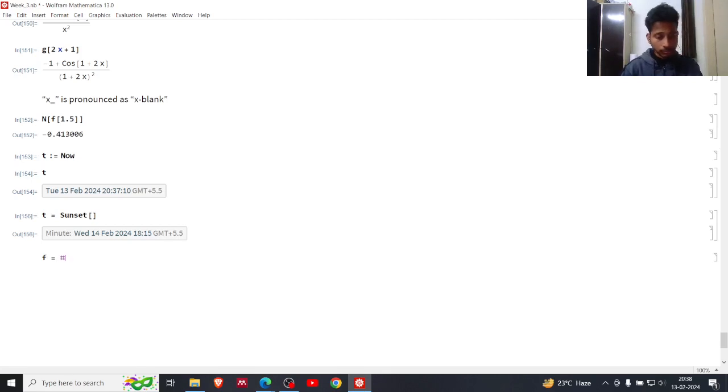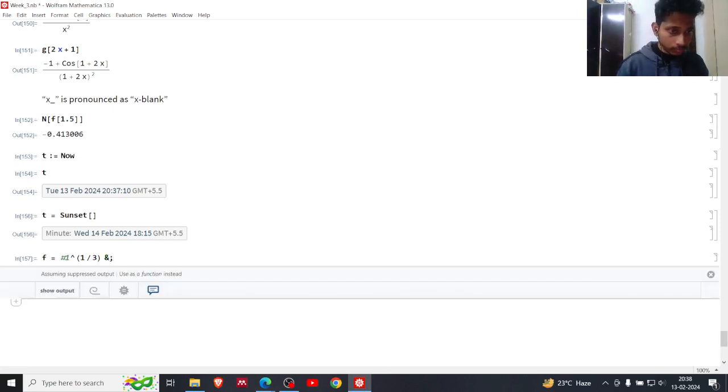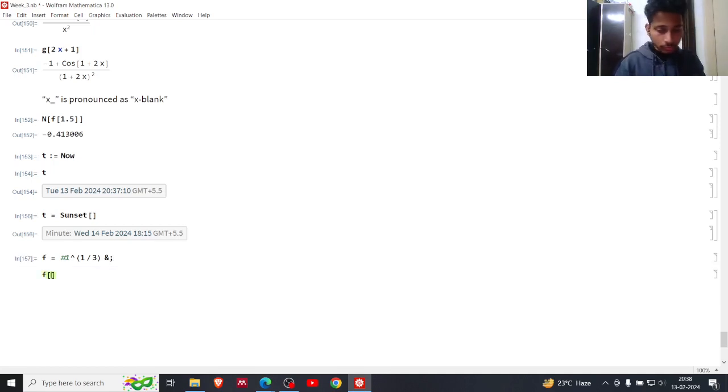Again we can have this thing, 1 by 3. So this is a cubic root function. So f of 27 is basically 3.